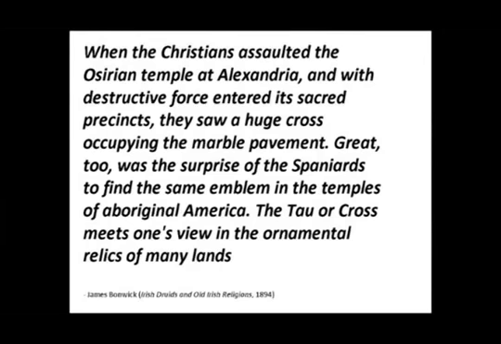James Bonwick, in his book Irish Druids and Old Irish Religions, published in 1894, said, when the Christians assaulted the Osirian temple at Alexandria and with destructive force entered its sacred precincts, they saw a huge cross occupying the marble pavement. Great, too, was the surprise of the Spaniards to find the same emblem in the churches of Aboriginal America. The Tau or cross meets one's view in the ornamental relics of many lands.